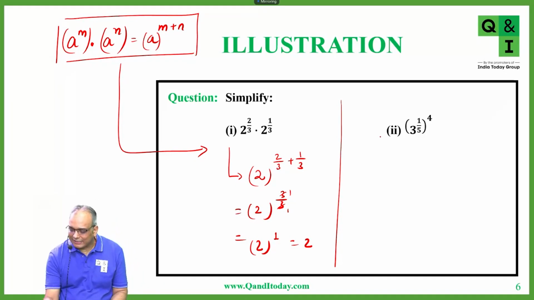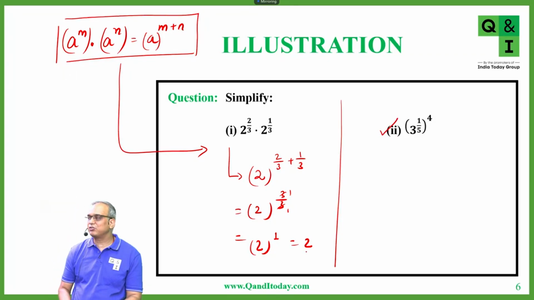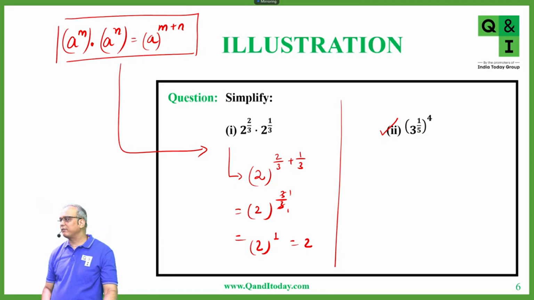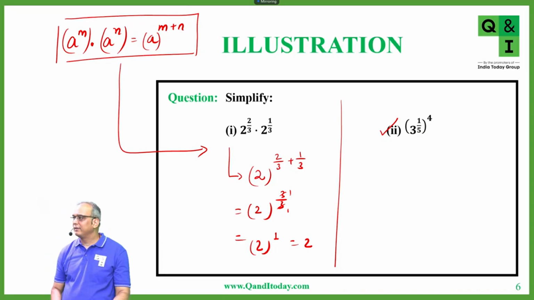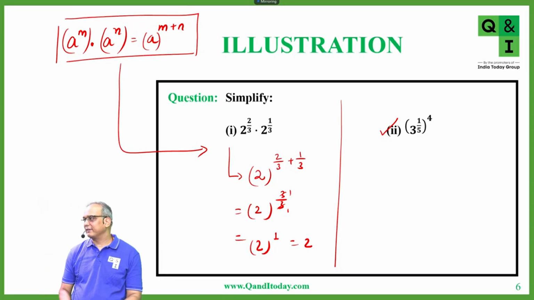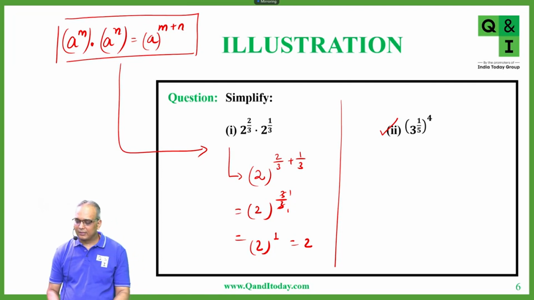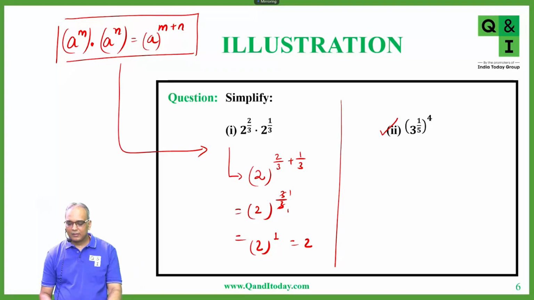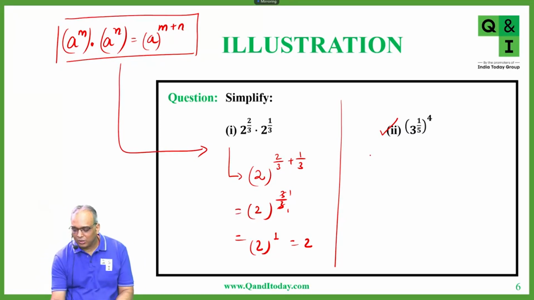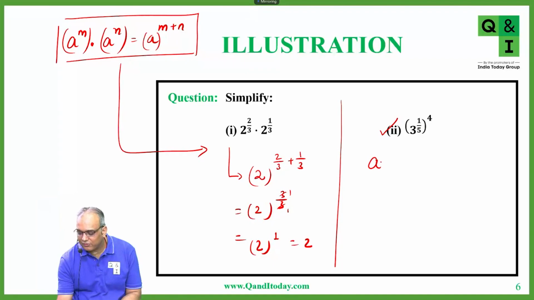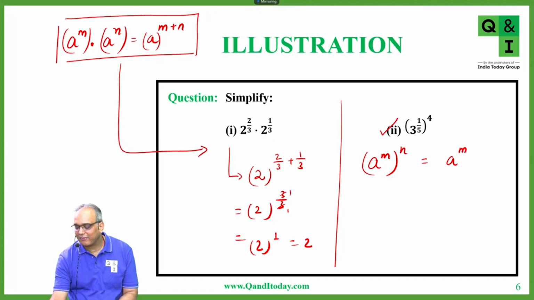Now, can someone quickly tell me which formula are we going to use here? 3 raised to the power 1 by 5, whole to the power 4. You have to tell me the formula here. Yes, the formula will be x to the power a, bracket ke baahar b. Yeah. So the identity which we are using is a to the power m, raised to the power n, right? Power of power. So this is a to the power m into n, right?